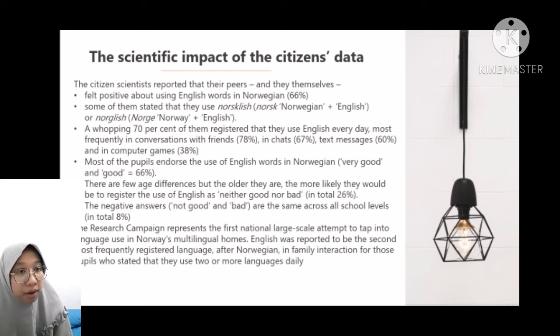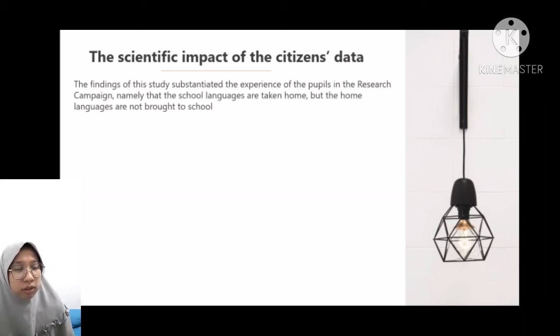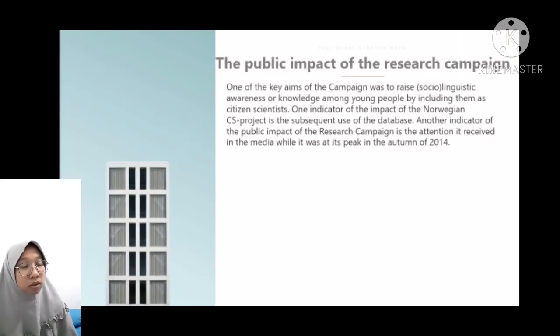The research campaign represents the first national large-scale attempt to tap into language use in Norway's multilingual homes. So, the scientific impact of the citizen data: the findings of the study substantiated the experience of the pupils in the research campaign, namely that the school language is taken home, but the home language is not brought to school. The public impact of the research campaign.